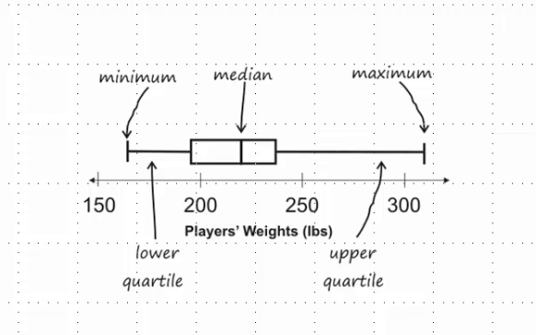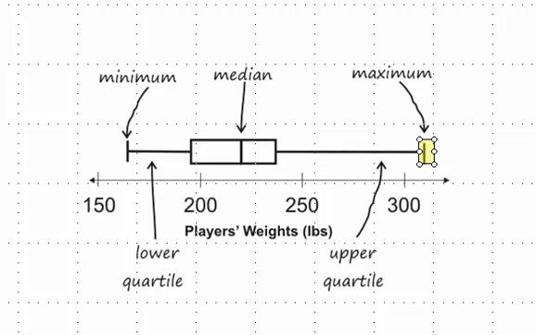Let's start off with this. This is a box and whisker plot. This right here is the box, and these are the whiskers. Now, what this box and whisker plot shows is players' weights. These are players' weights in the NBA. Players' weights go from somewhere over 150 pounds, I think that would be 165, to as high as over 300 pounds, maybe 310 pounds.